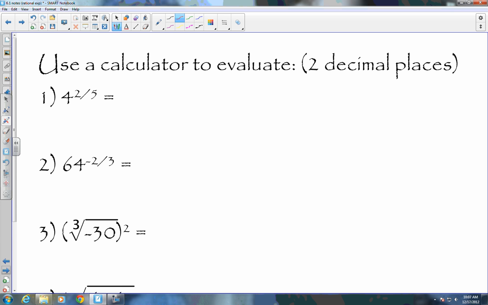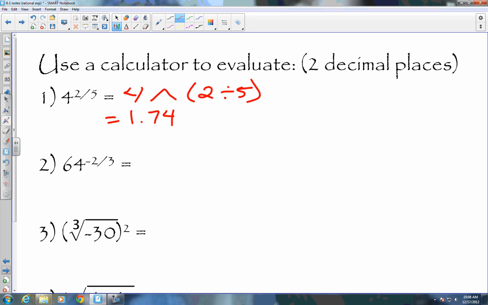Okay, we're going to use a calculator to evaluate it. You need to be able to do this both ways. We're going to round to 2 decimal places. So in your calculator, you will enter this way. I have 4, find the caret, raised to, parentheses, 2 divided by 5, close parentheses. That's what you enter into your calculator. Somebody who's got it, give it to me to the nearest 2 decimal places. What is it? 1.74. Anybody that's got their calculator not get that? Okay.